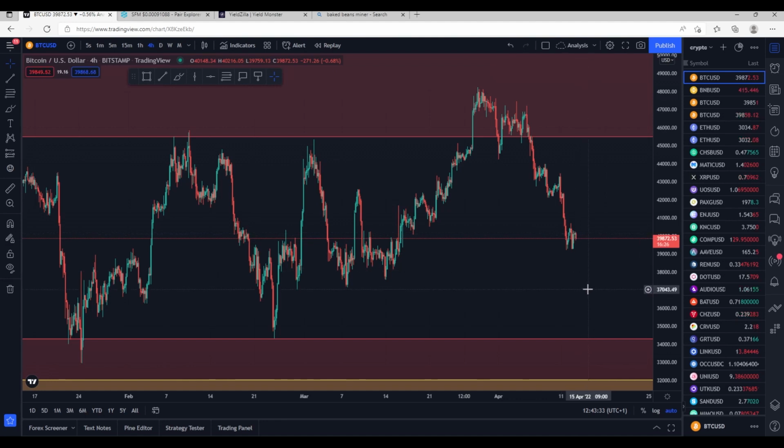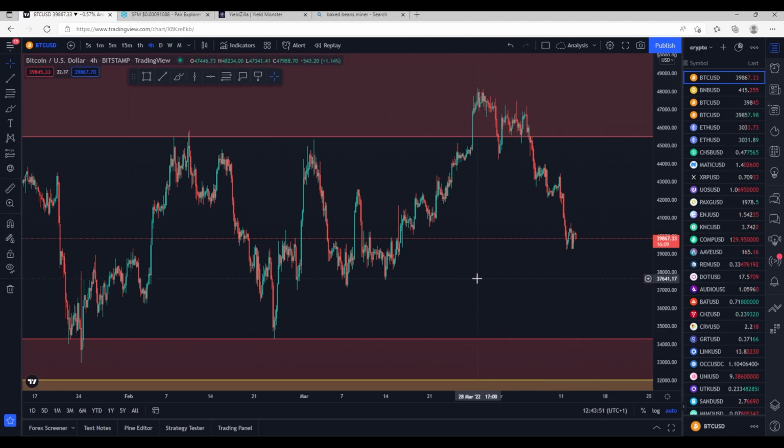38,000, 37,000, right? I called some levels on Twitter. I said they're interesting levels. I do feel that these levels will be traded to, below these lows and into this area of liquidity down here, potentially as low as 34,000.